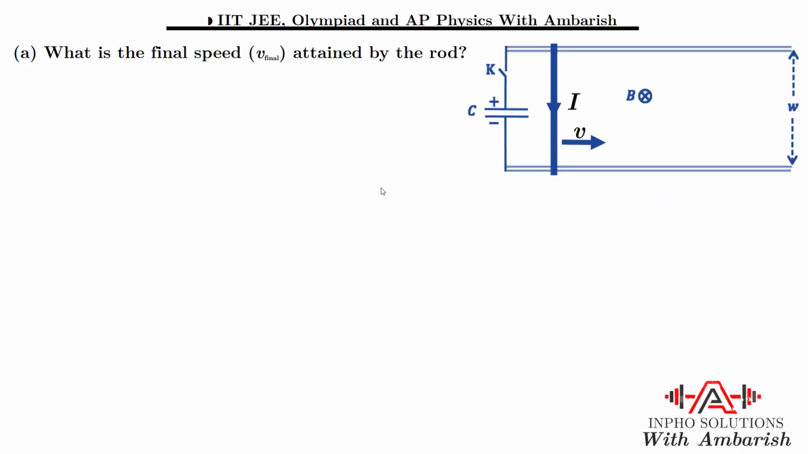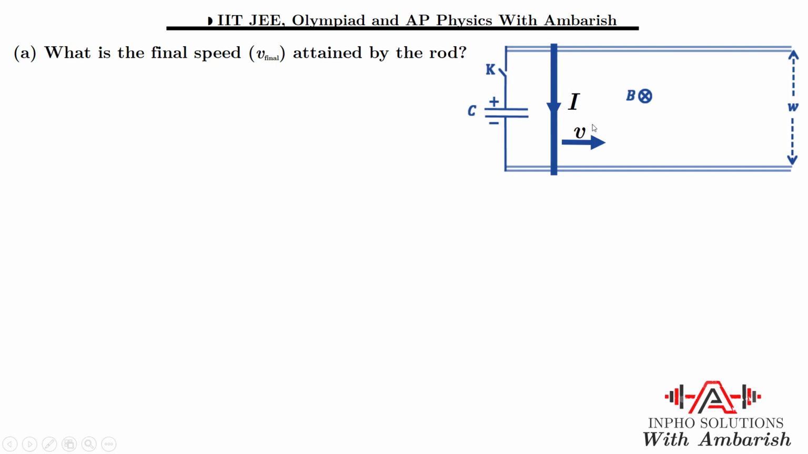So what's the question? The question is, what is the final speed V final attained by the rod? So what's going to happen? The capacitor is going to get discharged through this rail, and as there is a current through this rail, there will be a force ILB, you know that force is ILB, so length you can put as W over here. So this rod will be accelerated because of the magnetic force, and in the process the capacitor will be getting discharged. As the capacitor is getting discharged, the rod is gaining more and more velocity. Then we have to find out what's the final velocity attained.